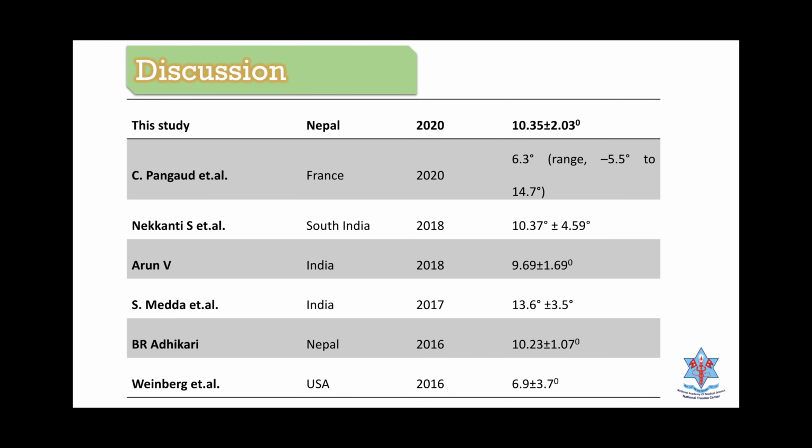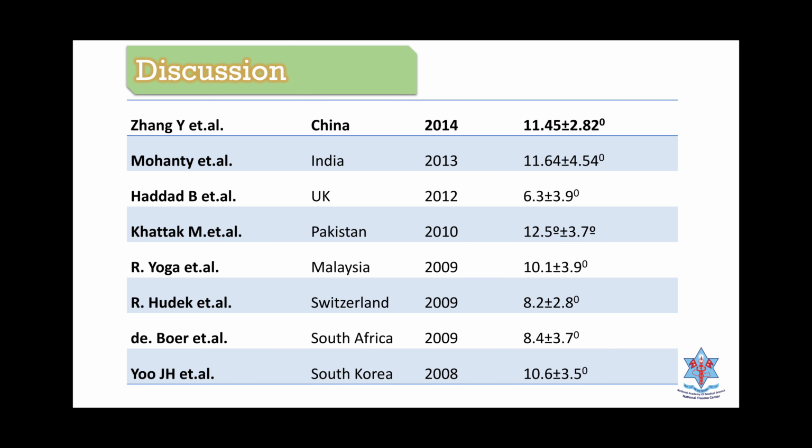Coming to the discussion, this is one of the first studies done in Nepal regarding the posterior tibial slope. B.R. Adhikari et al. did a similar study in 2016 with regard to PTS and non-contact ACL injuries. There are several studies which I have compared here, and this finding is similar to the findings around our subcontinent like India, Pakistan, Malaysia. Similar findings have also been found in Switzerland, South Korea, South Africa, UK and the US.